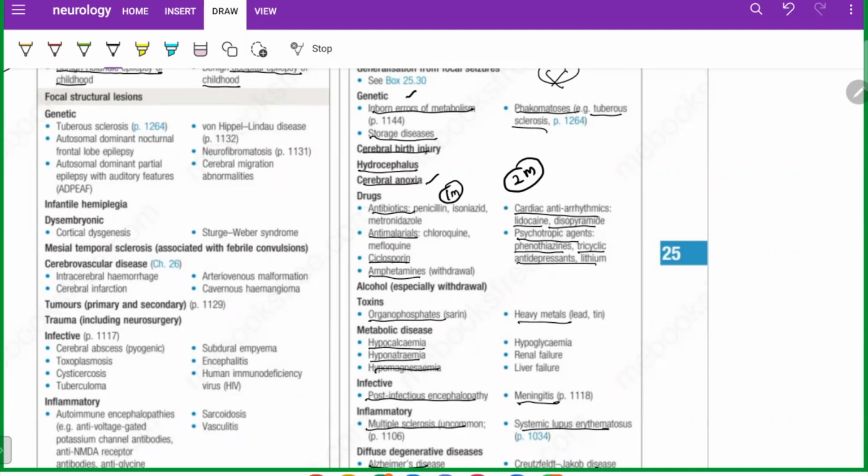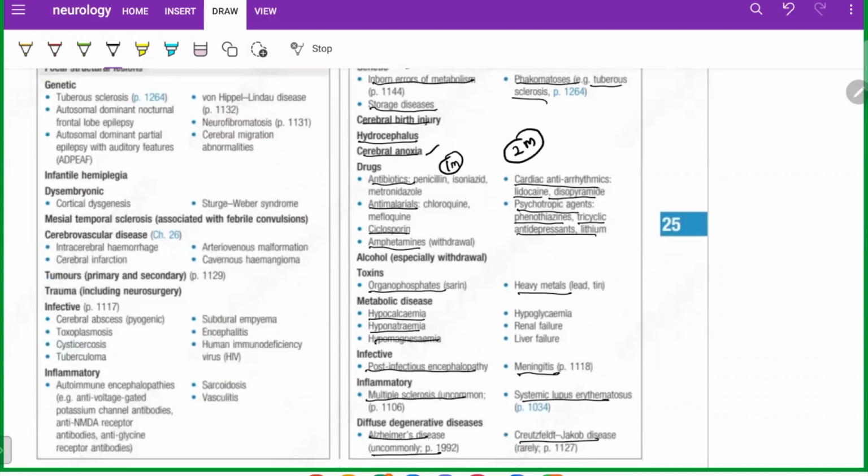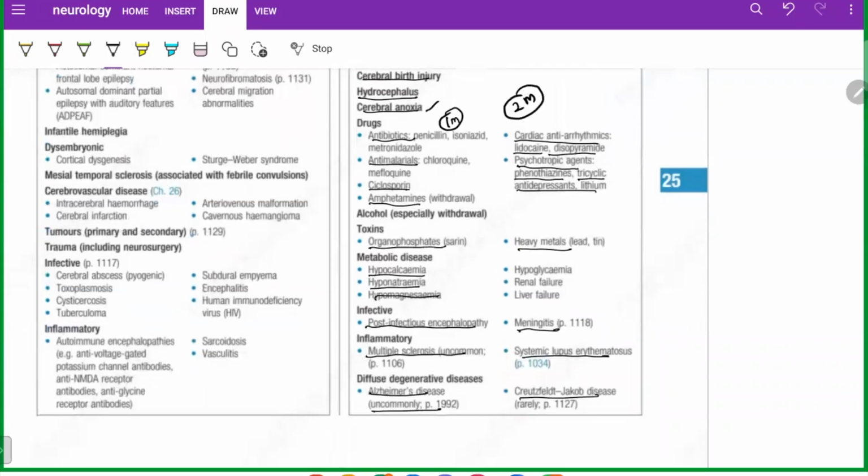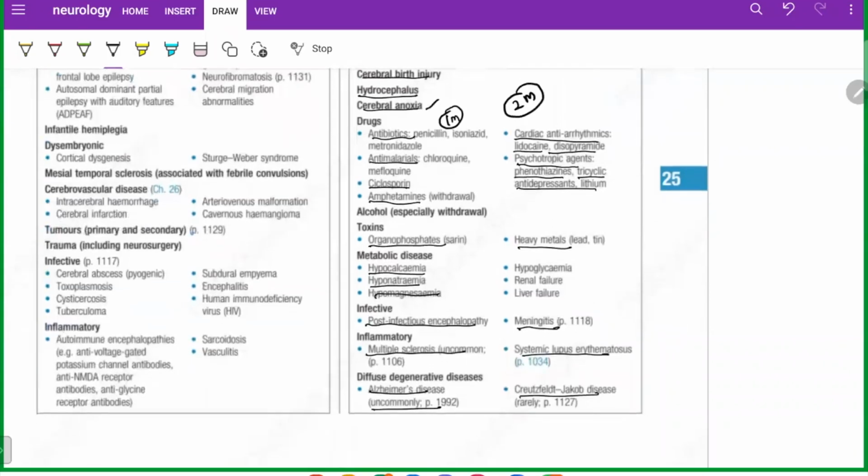Alcohol especially withdrawal timeல இருக்கிறப்ப it will cause seizures. And toxins, any organophosphates, and then metabolic disease, hypocalcemia, hyponatremia, இவங்க எல்லாருமே they can mimic your seizure. இதை நீங்க சரி பண்ணிட்டாலே you can easily recover from your seizures. Infective conditions, inflammatory multiple sclerosis and diffuse degenerative disease like your Alzheimer's and Creutzfeldt-Jakob disease.